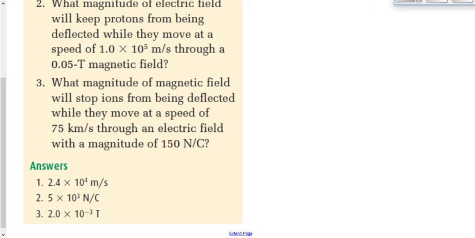Okay, let's have a look at question number 3 here. It says, what magnitude of magnetic field will stop ions from being deflected? It doesn't say that it's going to stop ions, right? It stops them from being deflected. They're undeflected as they move through at a speed of 75 kilometers per second, not kilometers per hour, kilometers per second, through an electric field of 150. This is a velocity selection chamber where the electric force equals the magnetic force because the particles are going undeflected and we have an electric and magnetic field.